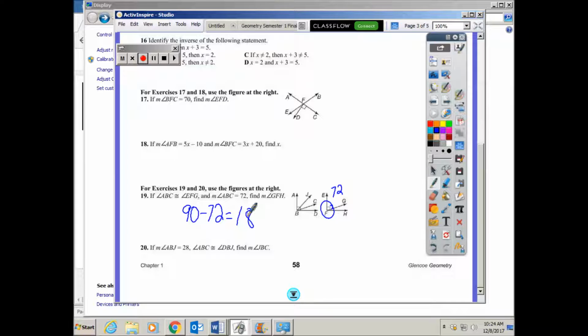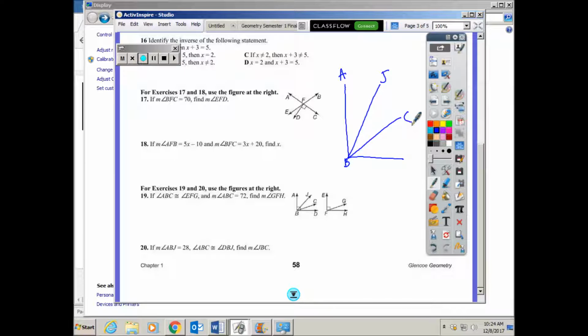Now, for number 20, even though you're using the same drawing, none of the information holds over. So that was one of the problems that we had in first period, is they were thinking that this fact that GFH was 18 still applied. It doesn't. So I'm going to draw a fresh drawing so it's a little bit bigger and up a little bit higher. This is A, this is B, this is J, this is C, this is D.